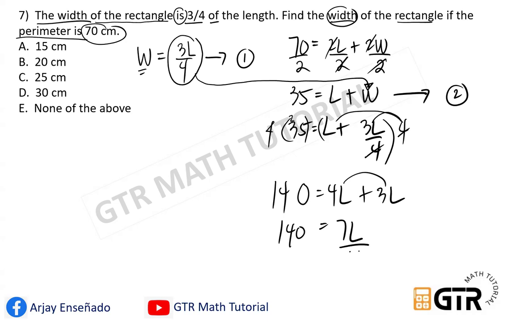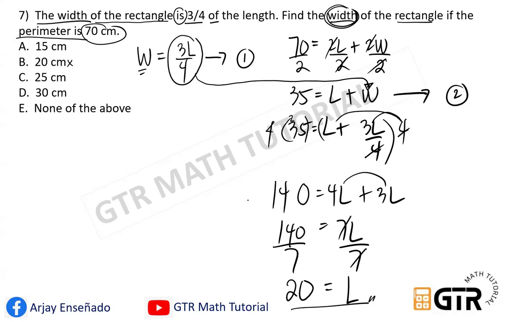Divide both sides by 7 so that we cancel the 7. So therefore, the value of the length is 14 divided by 7, that is 2, so copy the 0. The length is 20 centimeters. Again, we are looking for the width. So the 20 here is the length, so this is not the correct answer.